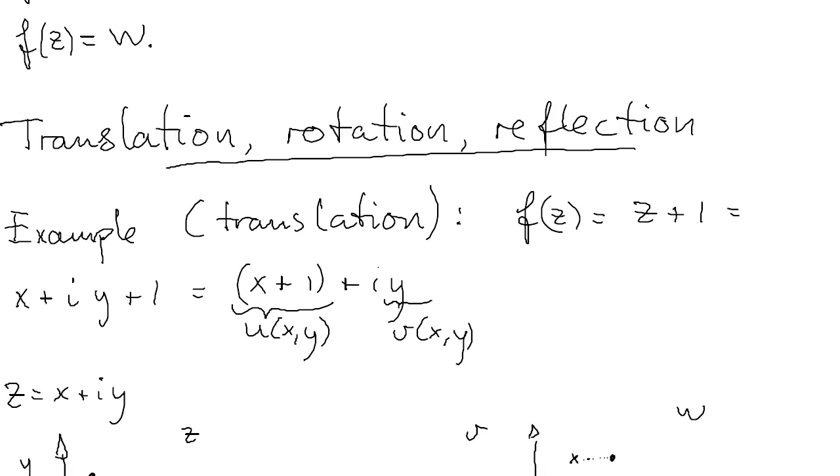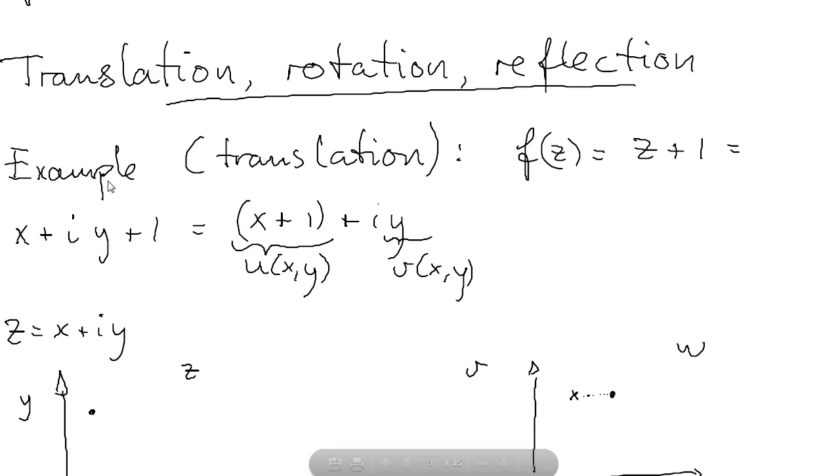We have particular types of functions, and the most trivial and maybe the most usual type of functions are called translations, rotation, and reflection.